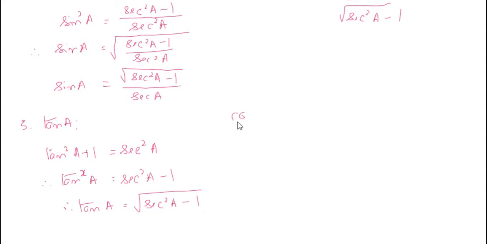Now the last one, 6, that is cot A. Now since we know tan A, it is simple. Cot A is 1 by tan A. So cot A equal to 1 by square root of secant square A minus 1. This is how all the 6 trigonometric ratios are represented in terms of secant.